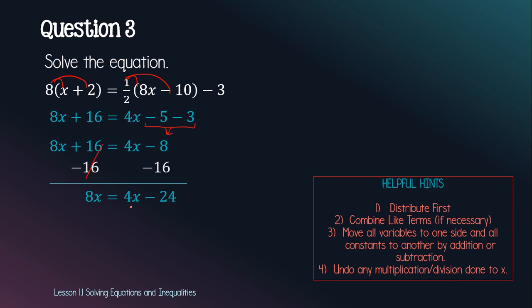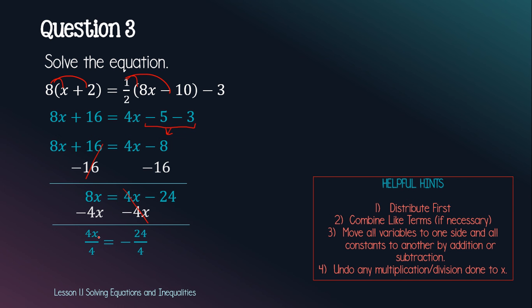And now I need to get all my x's to the other side. So since I have a positive 4x here, I undo it by subtracting. So minus 4x from both sides. So these x's will cancel. And then I'm left with 4x equals -24. I already have the next step in here.